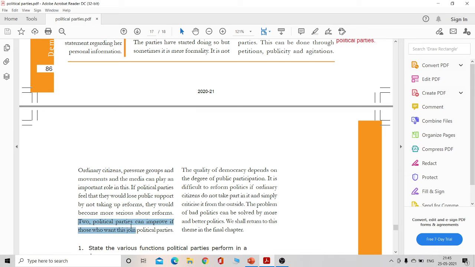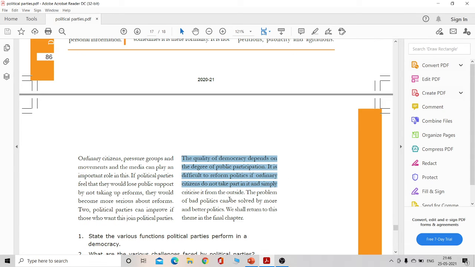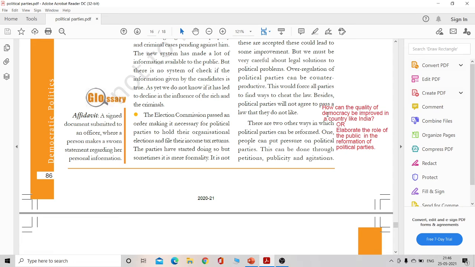Another way is that political parties can improve if the people themselves join the political parties that they want to. So the quality of democracy depends on the degree of political participation. It is difficult to reform politics if ordinary citizens do not take part. So here you can end the answer by mentioning that public participation is very much needed in order to improve the quality of democracy.